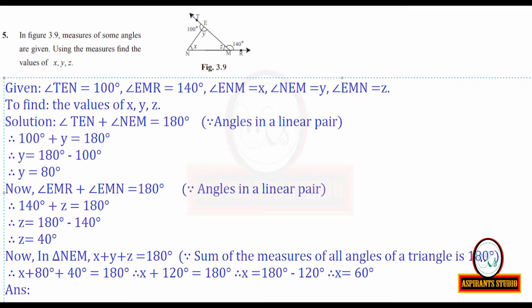Now we have to write the final answer. x is equal to 60 degrees, y is equal to 80 degrees and z is equal to 40 degrees. You have to write the final answer. Now coming to the next question.